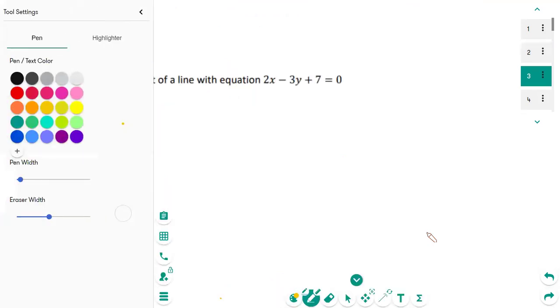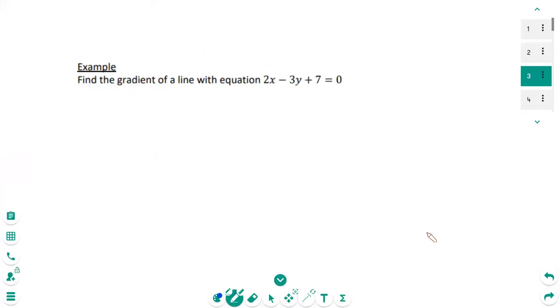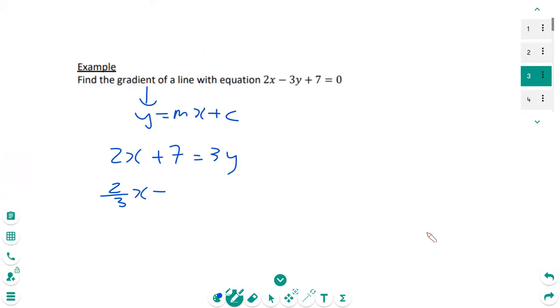Next one. Example: find the gradient of the line 2x minus 3y plus 7 equals 0. To find the gradient, we want to change it into the form y equals mx plus c, so make y the subject. I can bring the 3y to the right-hand side, so 2x plus 7 equals 3y, because I like the y to be positive. When we find the y-intercept, it's nothing to do with negatives. We just deal with the positive number, divide by 3. So 2 over 3 x plus 7 over 3 equals y. Therefore, the gradient is 2/3. We know it's the coefficient in front of x.